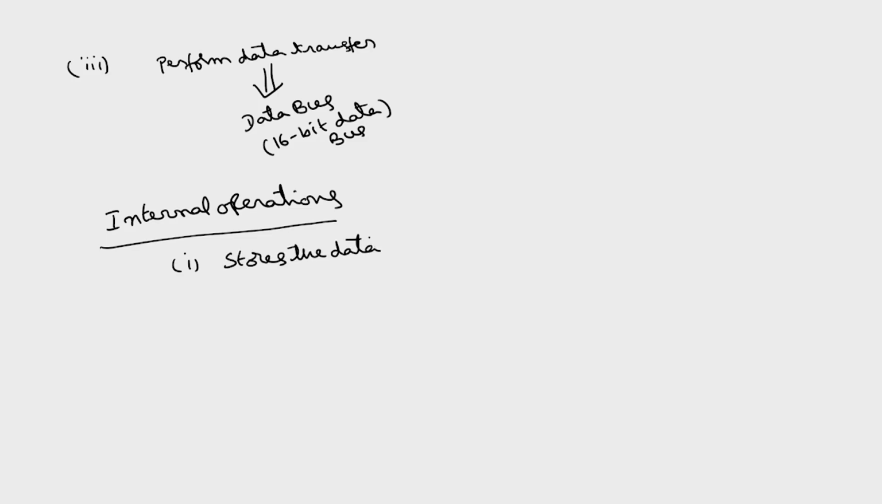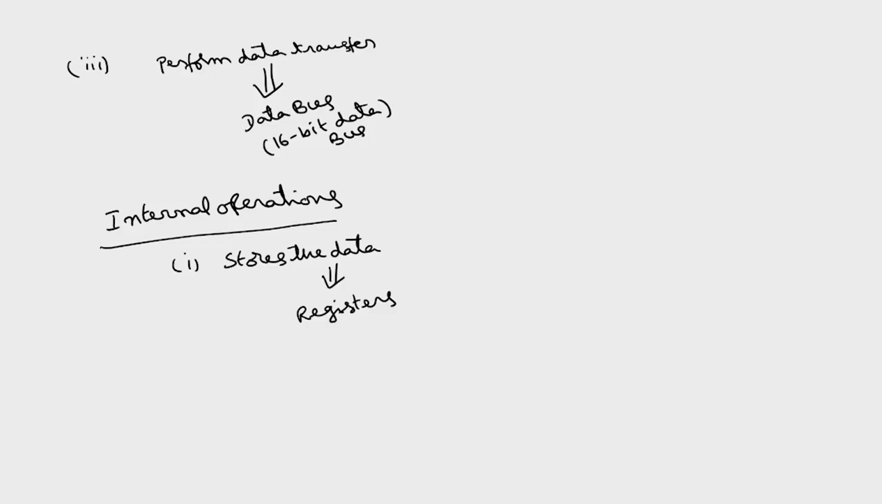So, in order to store the data, what is required? What are the hardware elements required to store the data inside the microprocessor? For this we require registers. Registers are basically used to store the data. A register is nothing but a combination of flip flops. Each flip flop is capable of storing 1 bit of information. So, if you want to store 16 bits of information, we require 16 D flip flops connected together.